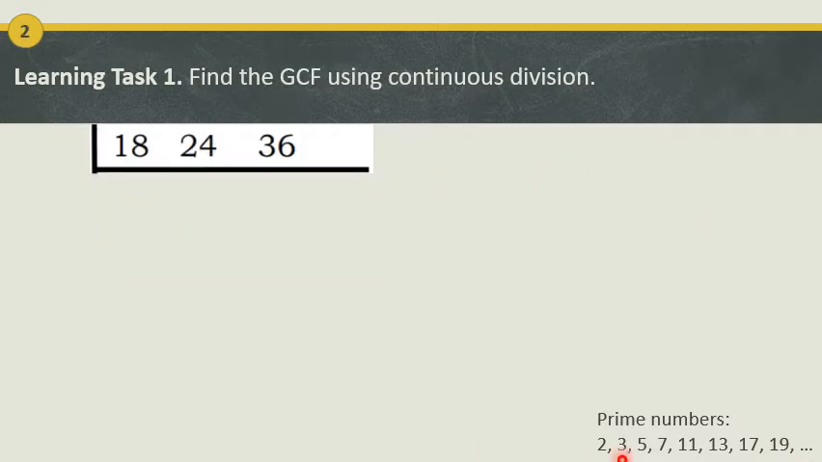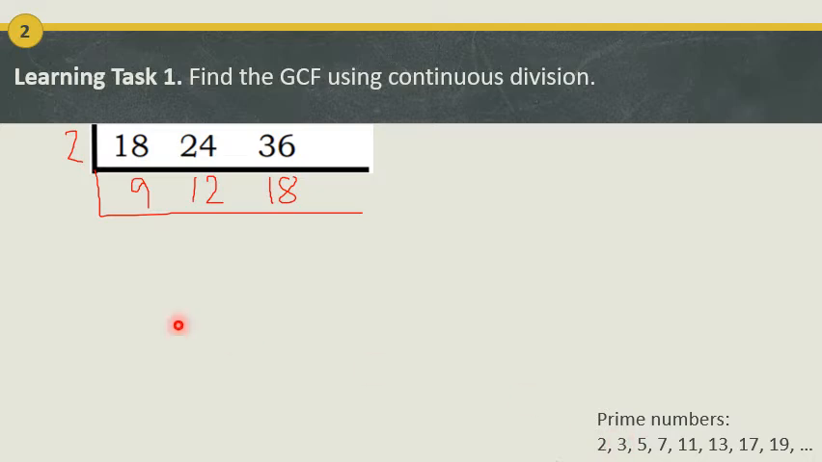So, hanap tayo dito sa mga prime numbers natin ang pwedeng i-divide dito. So, since lahat to ay even numbers, so pwede tayo mag-divide sa 2. So, 18 divided by 2 is 9. 24 divided by 2 is 12. And 36 divided by 2 is 18. Okay, so tingnan natin. So, sa 2, pwede pa po ba siyang i-divide sa 2? So, since ang 9 is not an even number, so hindi siya kasama sa skip counting by 2, so hindi tayo pwedeng mag-divide sa 2.